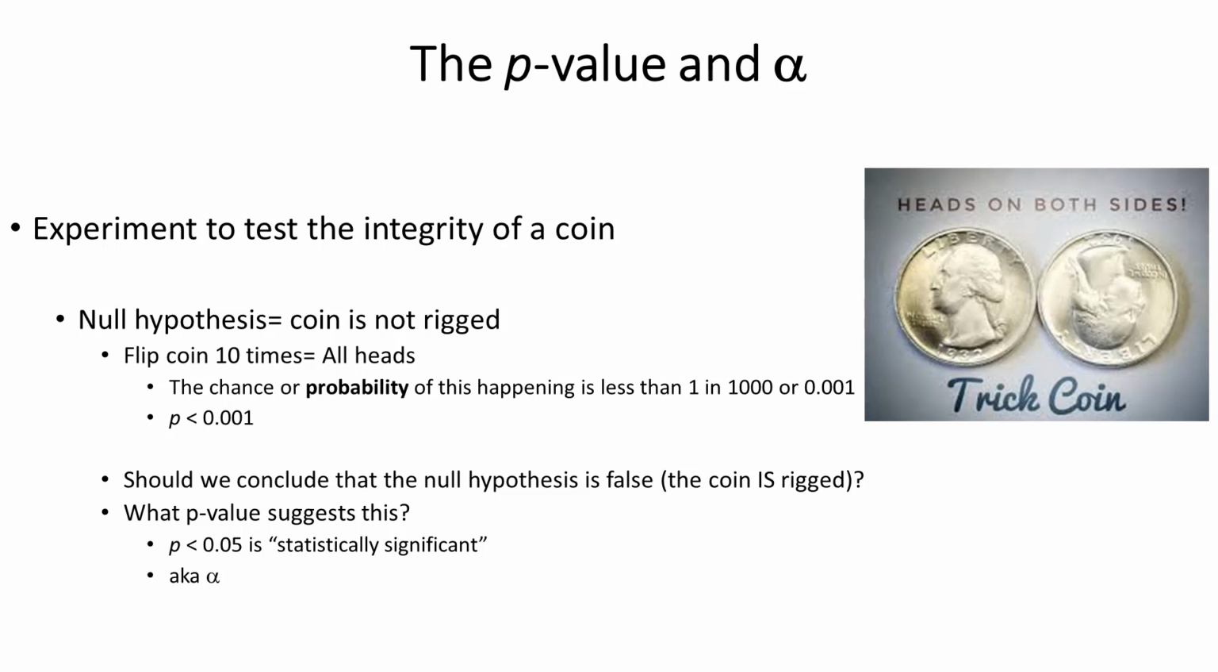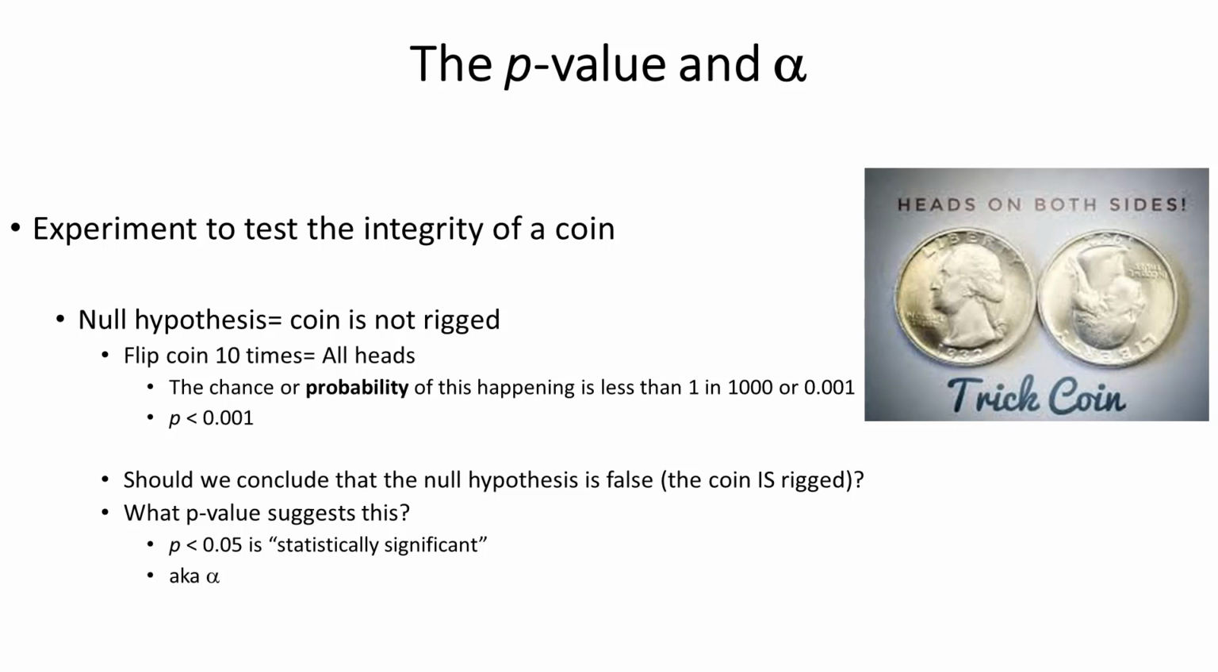So you flip the coin 10 times, and lo and behold, you get all heads. So that sort of makes you think something weird's going on, right? I mean, usually you get at least one tail. We don't know how many tails you get, but you think maybe one tail in 10 times.